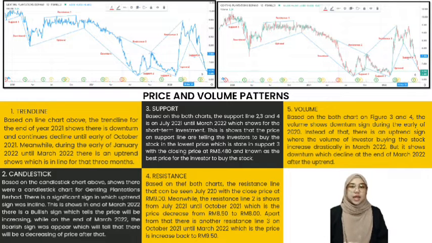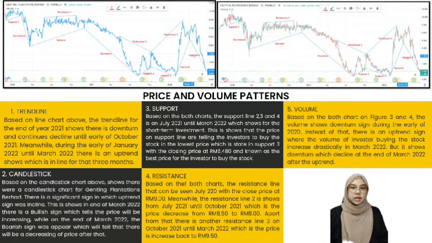This shows in the end of March 2022, there is a bullish sign which tells the price will be increasing. While at the end of March 2022, the bearish sign appeared. Based on both charts, support lines 2, 3 and 4 are from July 2021 until March 2022, which shows for the short-term investment. This shows that the price on the support line is telling the investors to buy the stock at the lowest price.